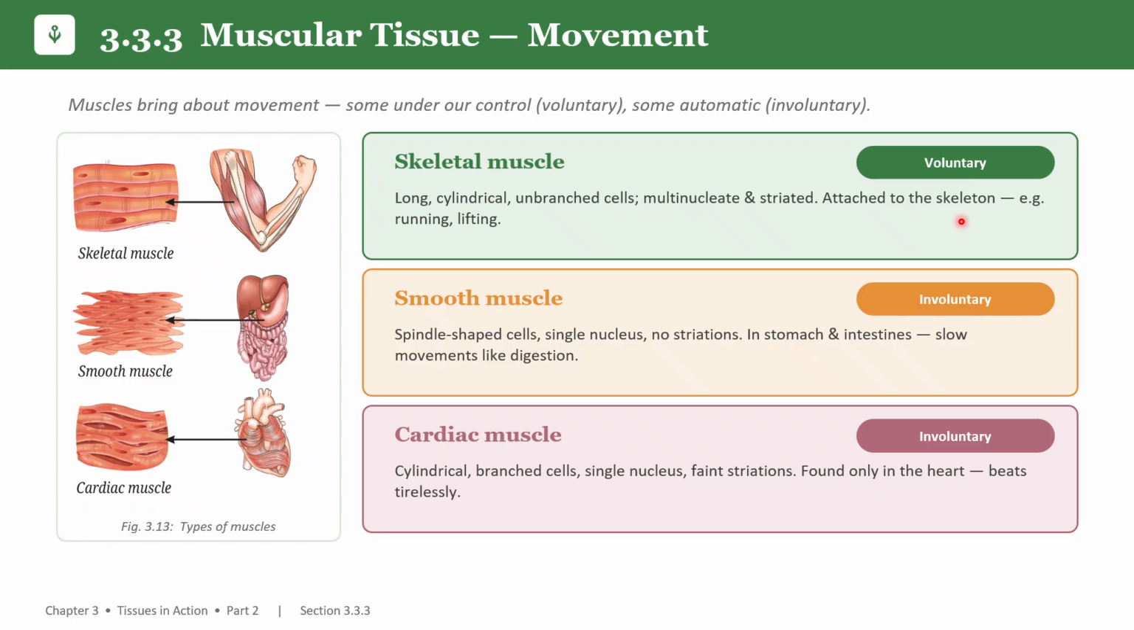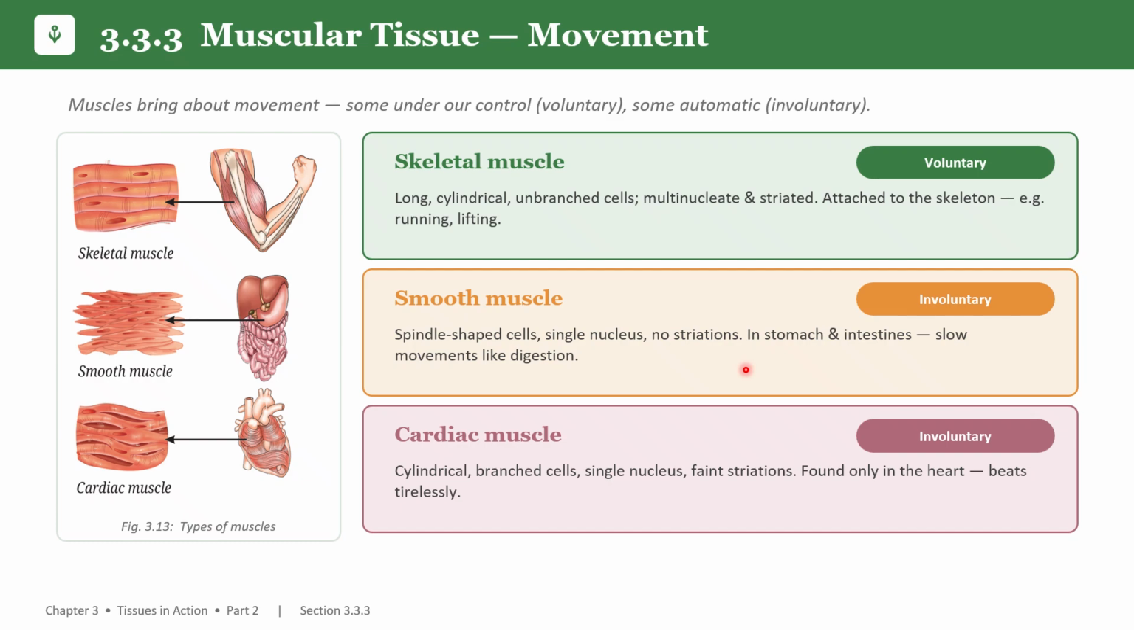Smooth muscles are found in the stomach and intestine. What are the features? They are spindle-shaped cells with a single nucleus and no striations. They produce continuous movements.